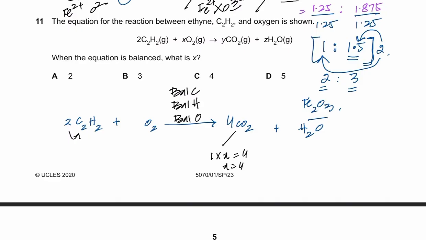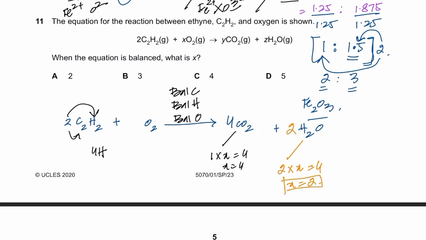Okay? Then you check the hydrogens out. You have 2 times 2. You have 4 hydrogen atoms on the left hand side. You should have 4 on the right hand side. Now how many do you have? You only have 2. So what should I multiply 2 with in order to get 4? X is equal to 4 over 2. That gives me a beautiful 2, and you insert that 2 here.